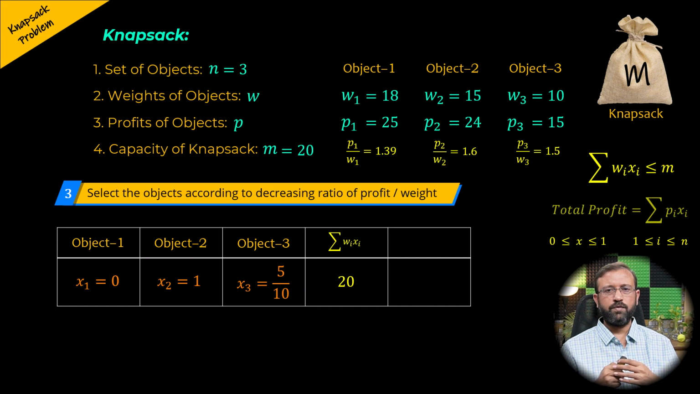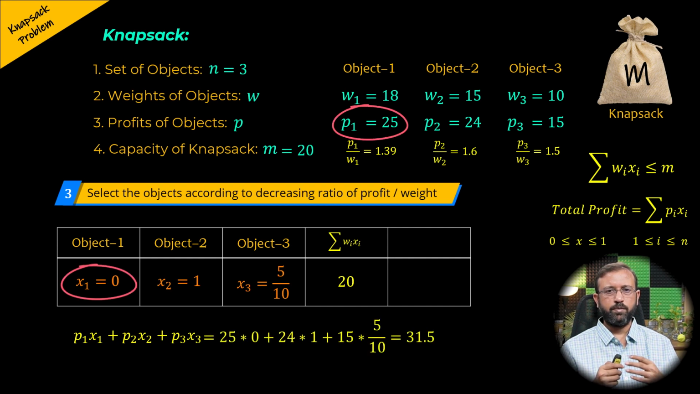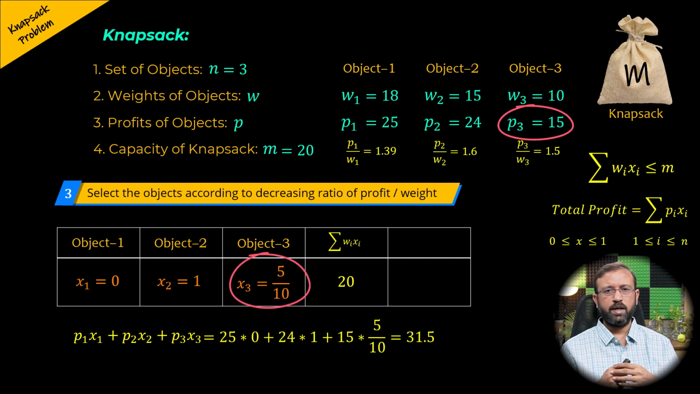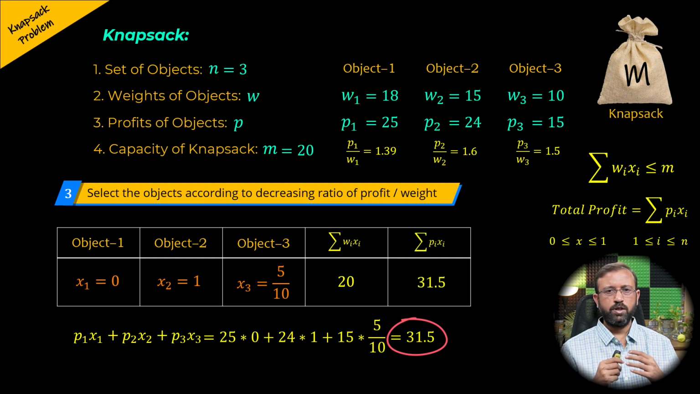Then the total profit earned will be the summation of the product of profits P and the fractions x. So the total profit earned for this feasible solution is P1x1 plus P2x2 plus P3x3, that is 25 multiplied by 0 plus 24 multiplied by 1 plus 15 multiplied by 5 by 10, which is 31.5. And since this feasible solution gives us the maximum profit, this is also an optimal solution.